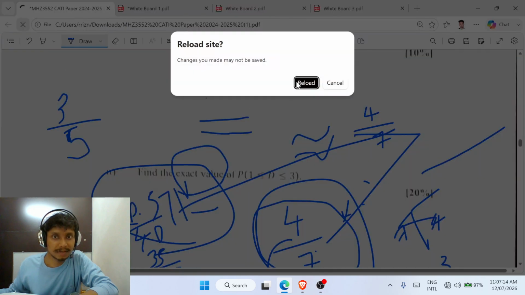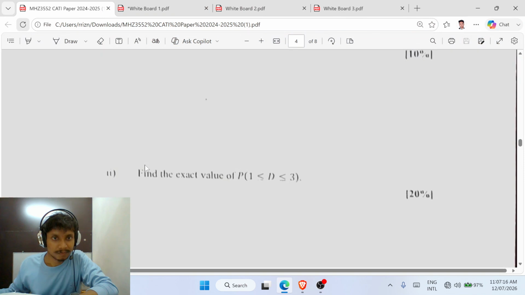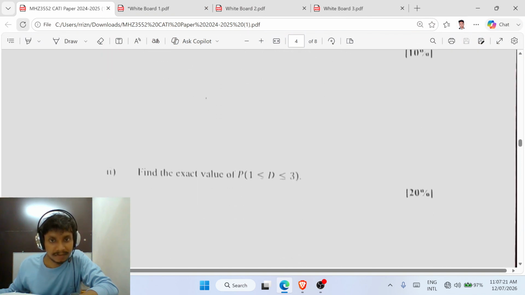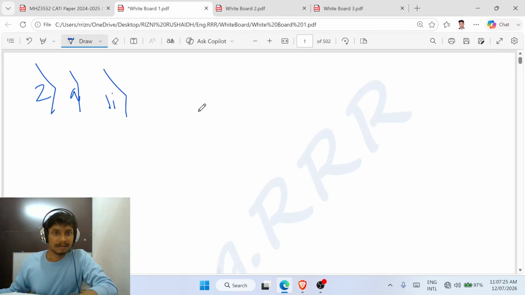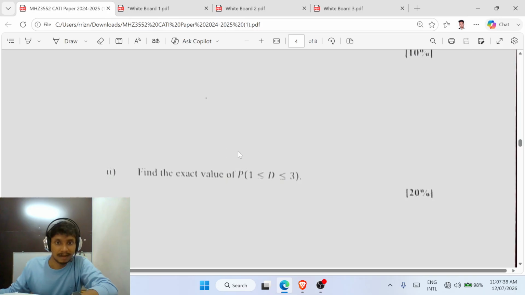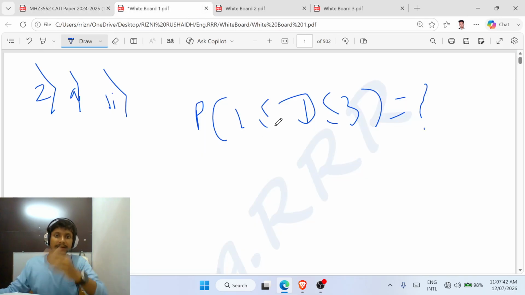I refresh this page. Find the exact value of P(1 ≤ D ≤ 3). We have to find the answer for P(1 ≤ D ≤ 3). This is the question we have to find. We have to find the exact answer for P(1 ≤ D ≤ 3).